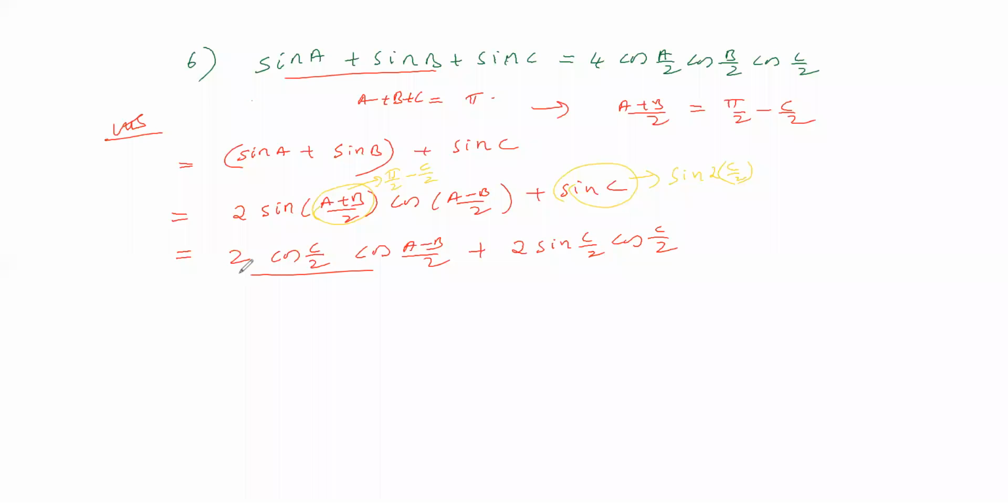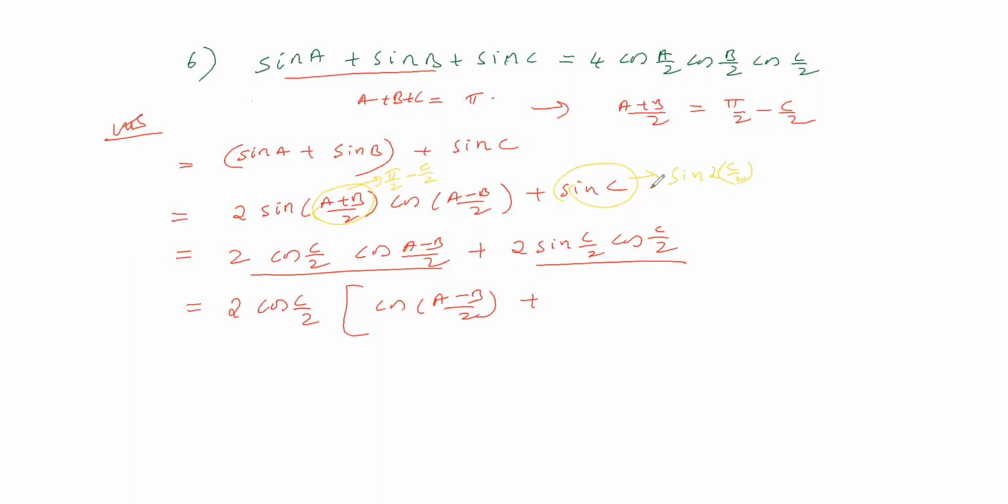So here cos c by 2 is common, and 2 is also common, so we are taking 2 cos c by 2 common. Now what is left in the first expression? Cos (a minus b) by 2 is left. In the second expression, sin c by 2 is there.